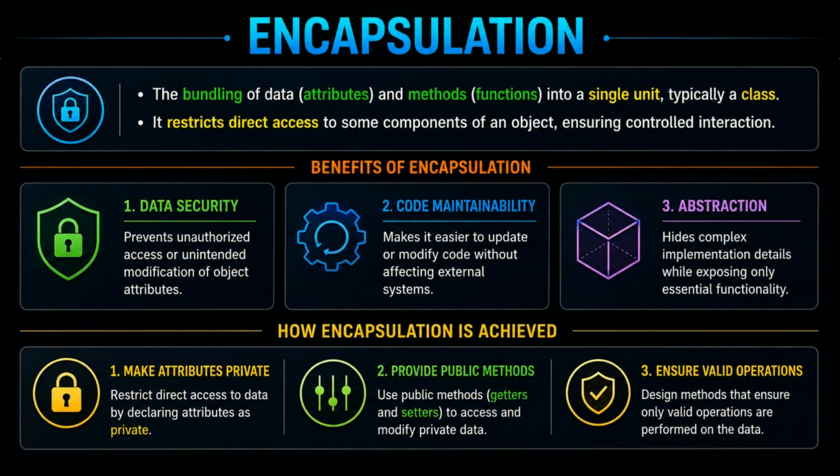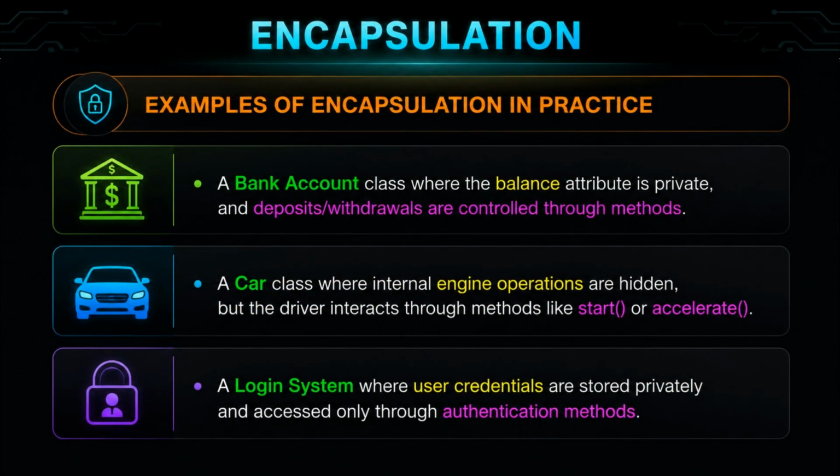Encapsulation bundles data and methods into a single unit, restricting direct access to some of an object's components for controlled interaction. That gives you data security, preventing unauthorized or unintended changes, code maintainability, since you can update internals without breaking external code that depends on it, and abstraction, hiding complex details while exposing only what's essential. It's achieved by making attributes private and providing public getter and setter methods that only allow valid operations on that data. Encapsulation shows up everywhere in practice.